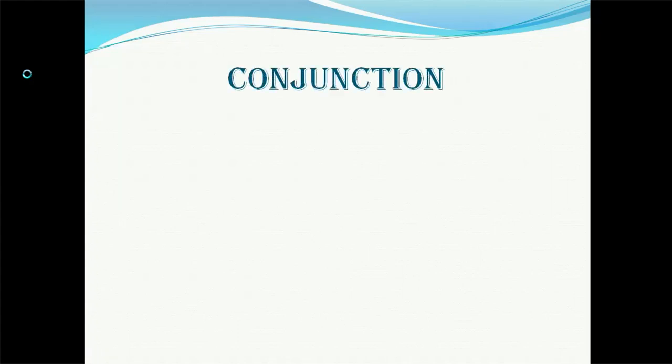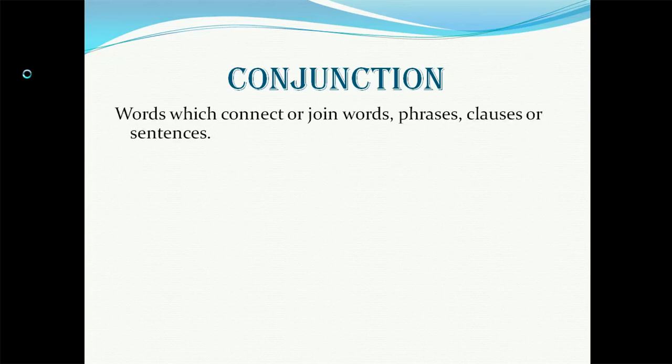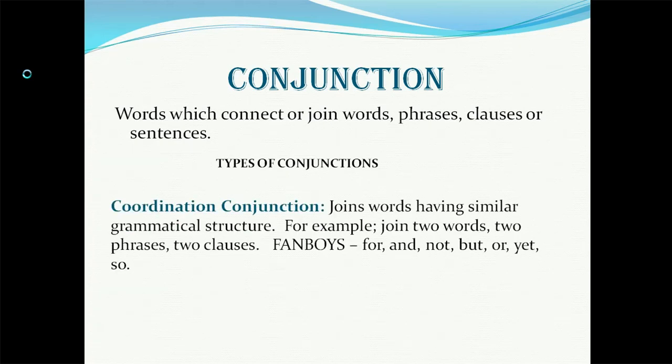Conjunction. Conjunctions are words which join or connect words, phrases, clauses and sentences. There are basically three types of conjunctions. Coordinating conjunctions: what do these do? They join words having similar grammatical structure. For example, they join two words, two phrases or two clauses. The most common coordinating conjunctions are for, and, nor, but, or, yet and so.